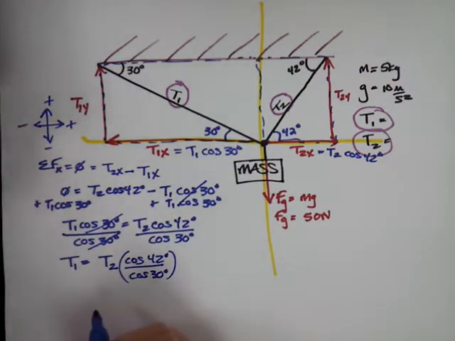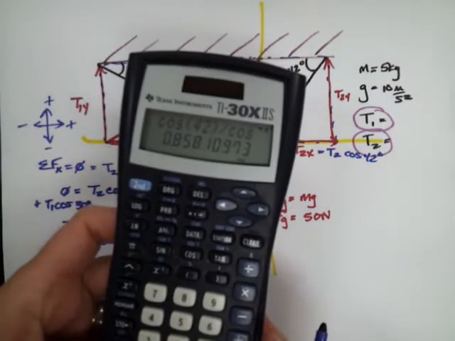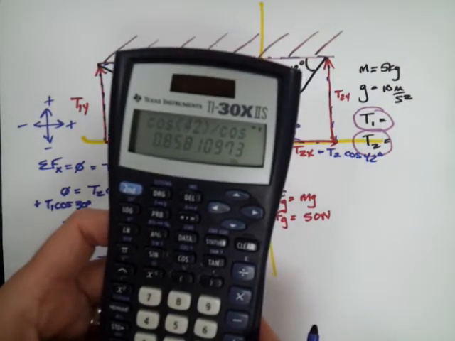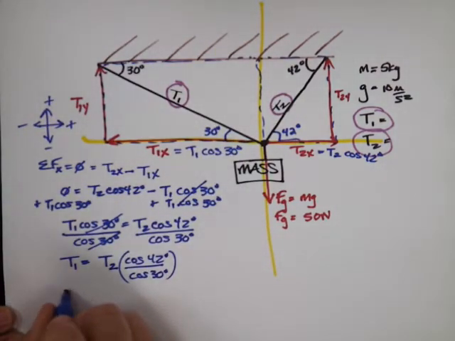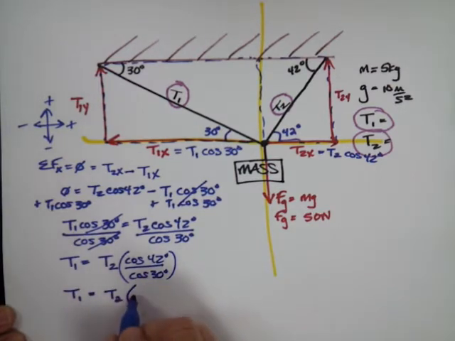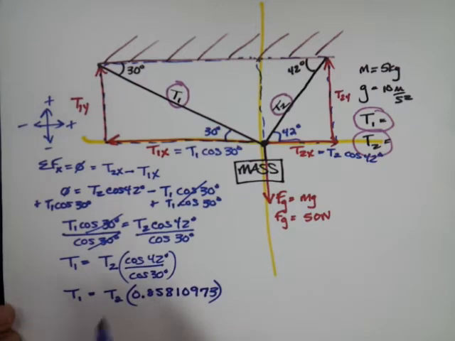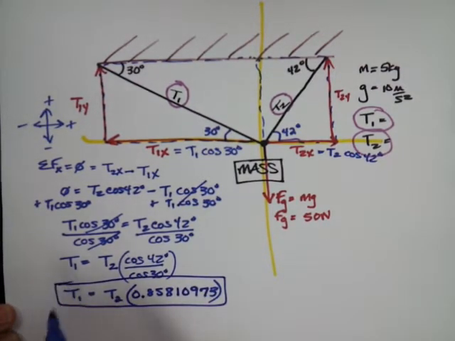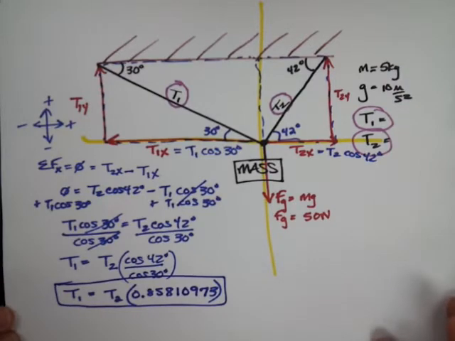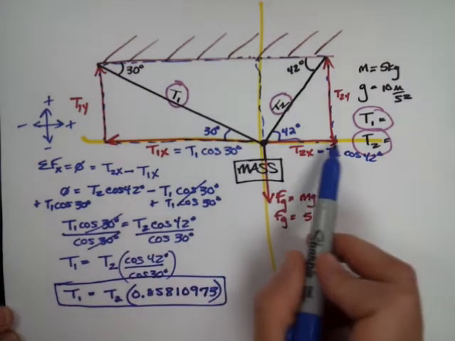I have that as my calculator says. That is what the value is. So we're going to say T1 equals T2 times 0.85810973. And this, again, has only gotten us so far. It still hasn't allowed us to solve anything. So that's just the x direction, though, of our static problem.